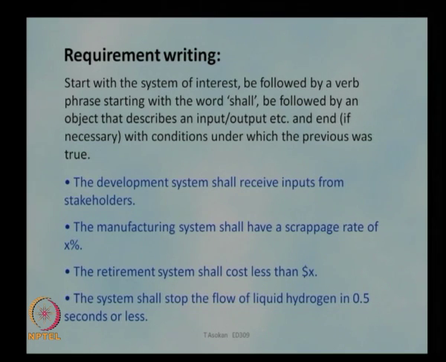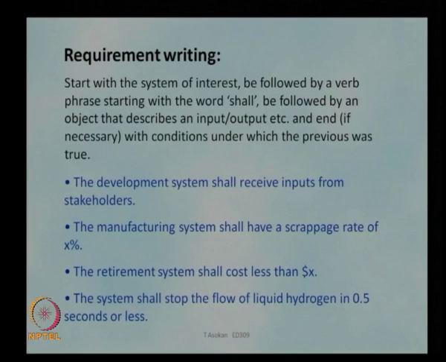The retirement system shall cost less than a particular value, X dollars or X rupees, whatever it is. So, the cost of retirement, or the cost of disposing of the system, should be less than a particular value. It is very clear that there is no confusion over here. We are clearly telling that the cost of retirement should be less than a particular value.